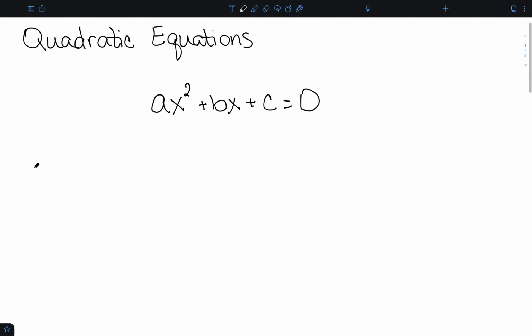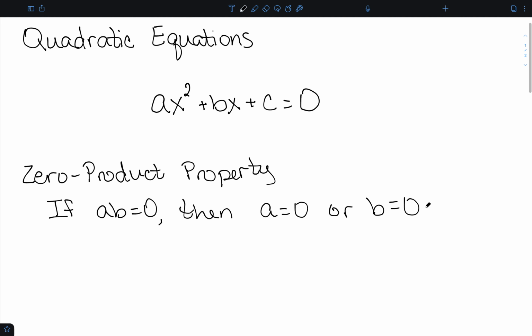And in order to solve these equations by factoring, we need to have a particular property known as the zero product property. The zero product property states that if a times b is equal to 0, then either a is equal to 0 or b is equal to 0. One of those two. If we know that they multiply to be 0, one of them had to be 0 to start with.